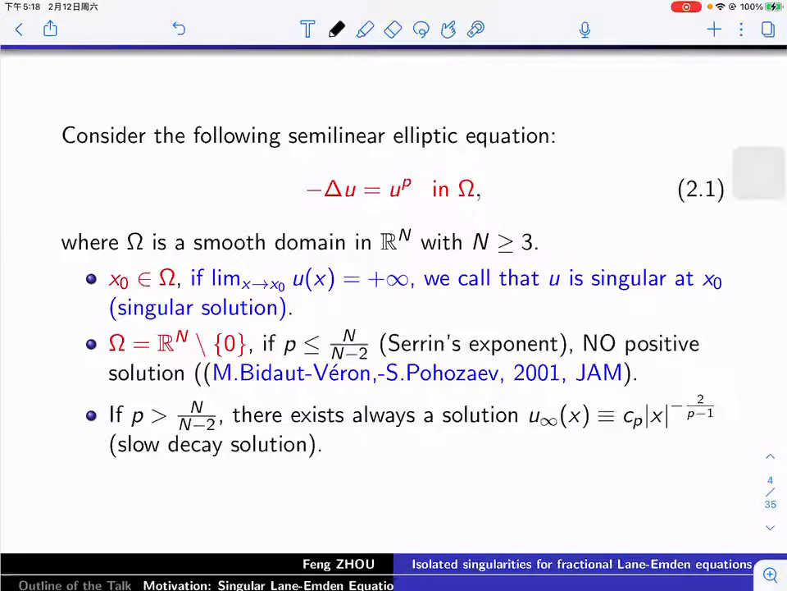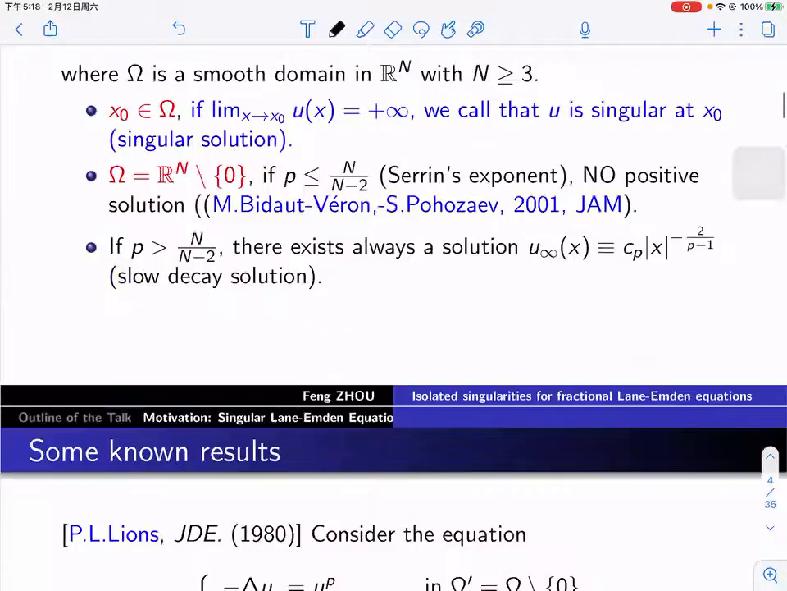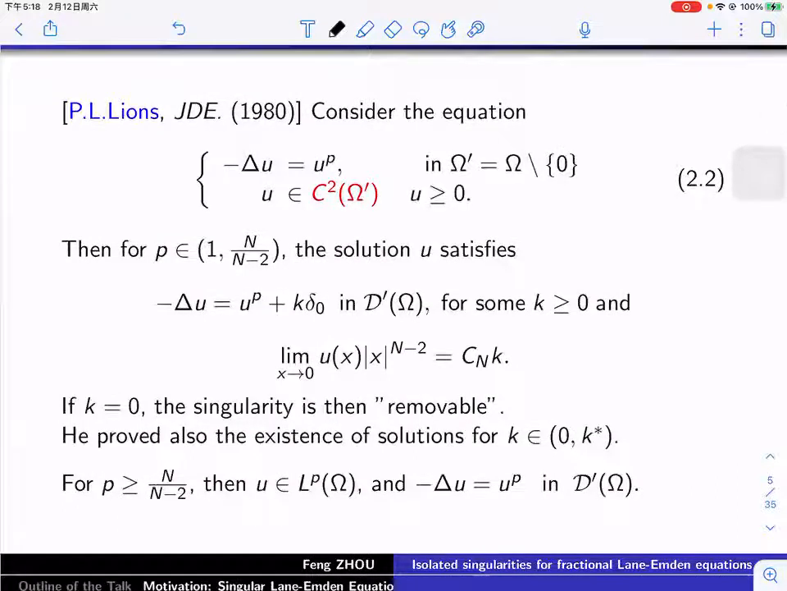And when p is bigger than n over n minus 2, there always exists a solution, which we call U infinity, equal to a constant times the modulus of x to the power minus 2 over p minus 1. We call this the slow decay solution. In this direction, we give a very short summary of the results on this type of solutions.